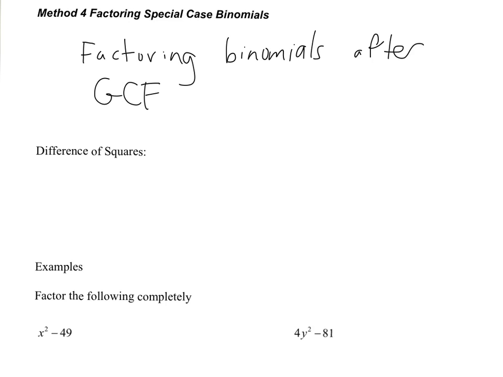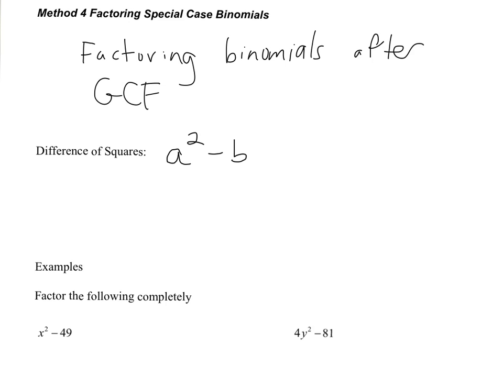of squares. So the difference of two squares occurs when you have two numbers that are perfect squares. So what is a perfect square? Well, 4 is a perfect square, for example, because it is 2 times 2. 9 is a perfect square because it's 3 times 3. X squared is a perfect square because it's x times x.